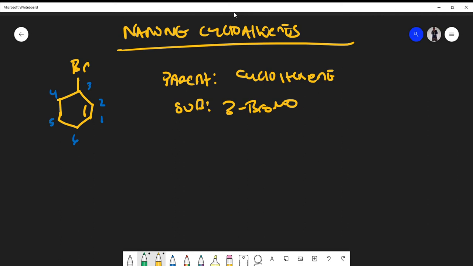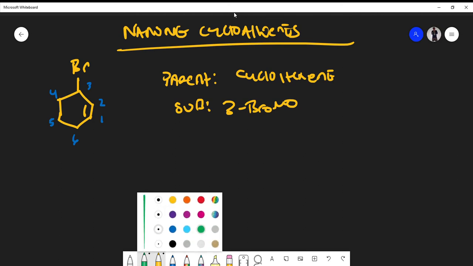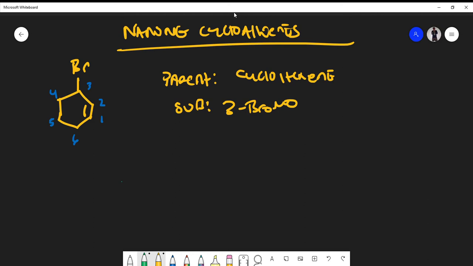Now, you may be saying to yourself, why couldn't I have labeled it as 1, 2, 3, 4, 5, 6 the other way? The reason the green is incorrect is because now I'm giving the bromo position 6 as opposed to position 3. So this is why the first way that we counted would be the correct way. Keeping in mind that the alkene double bond carbon always gets labeled as carbon number 1.